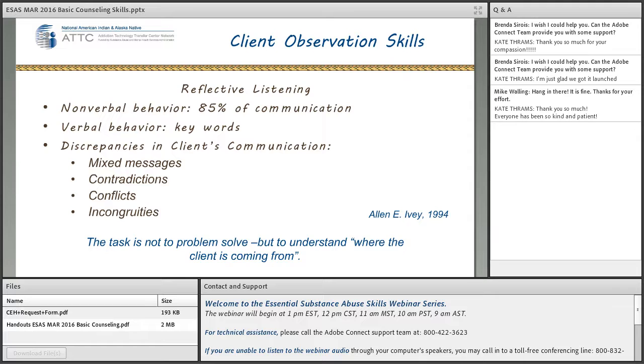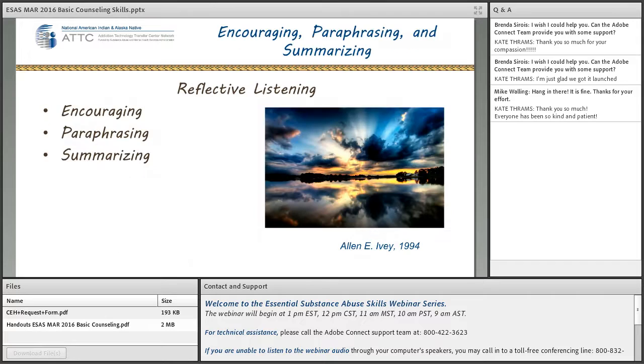Now, when we talk about client observation skills, we're going to talk a little bit about reflective listening. 85% of communication is through nonverbal behavior. Verbal behavior means keywords, so it's learning to listen to those keywords that our clients are saying. Discrepancies in clients' communication are mixed messages, contradictions, conflicts. So it's really important to know these things when working with clients. Now we're going to go on to talking about reflective listening even more.